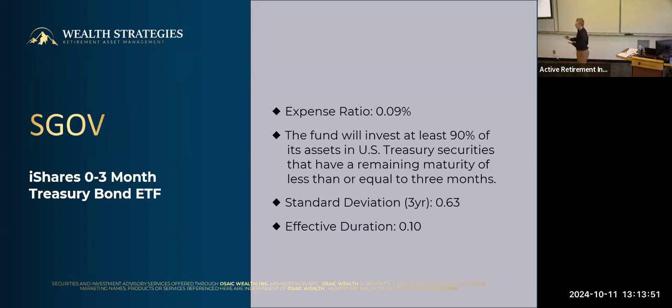The reason that we're choosing this, again, remember what it's for. Stage 1 is those current cash needs. It's for right now. If I needed dollars right now, where are they going to come from? They're going to come from this fund. The reason for that is that with these 0 to 3 month treasury bonds, you're not looking at a whole lot of interest rate volatility.